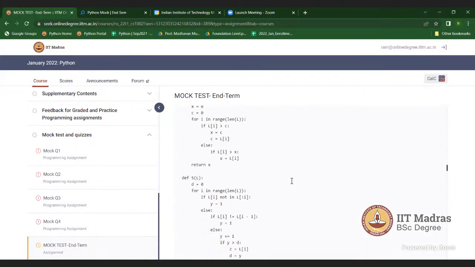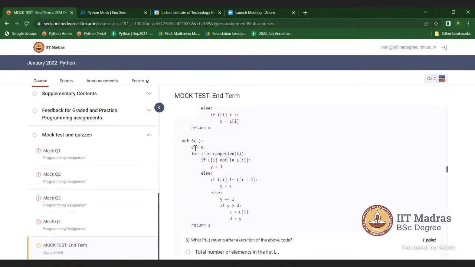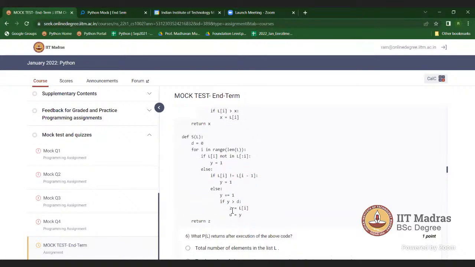Yes, sir. Okay. d equals 0, for i in range of length of L. If L of i not in L of the first elements, then y equals 1. Else, if L of i not equals L of i minus 1, y equals 1. Else y plus equals 1. If y is greater than d, z equals L of i and d equals y.